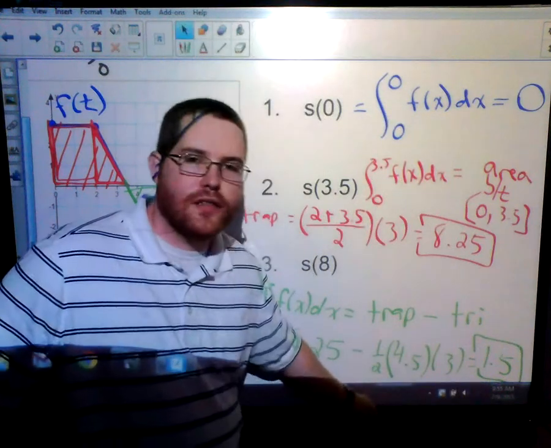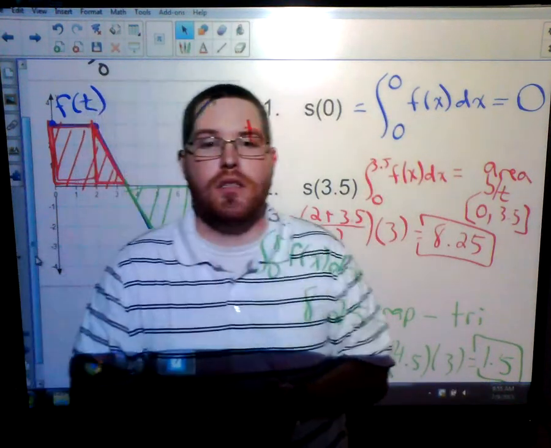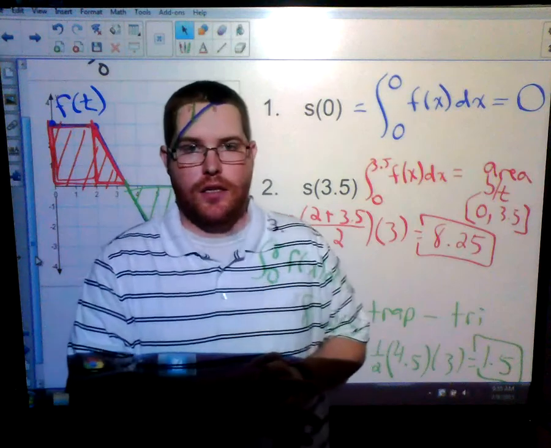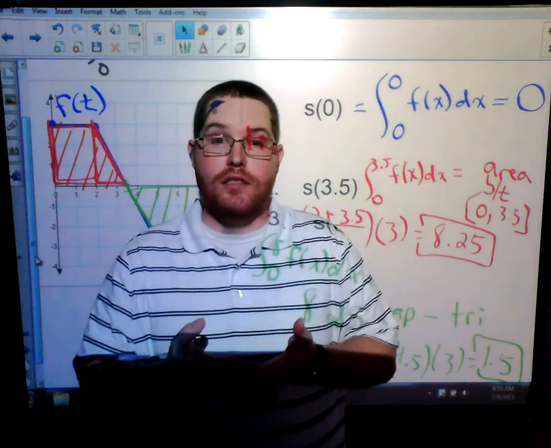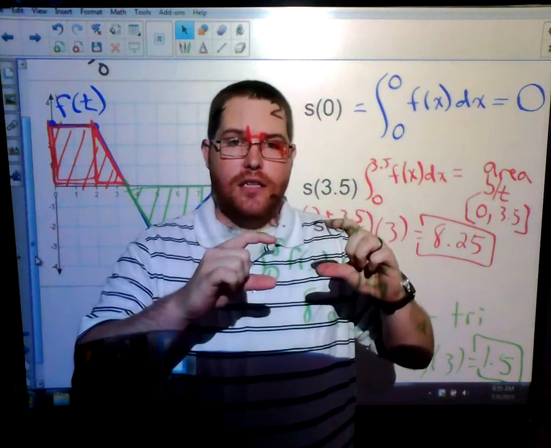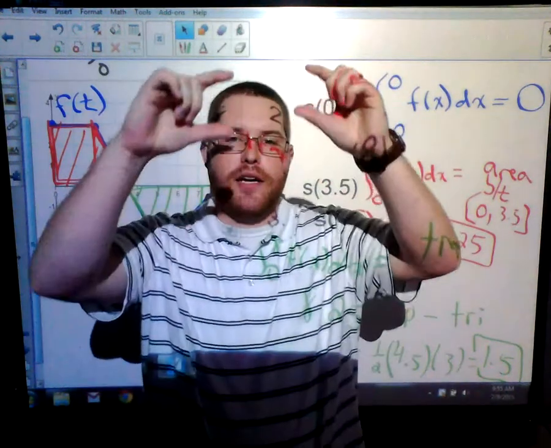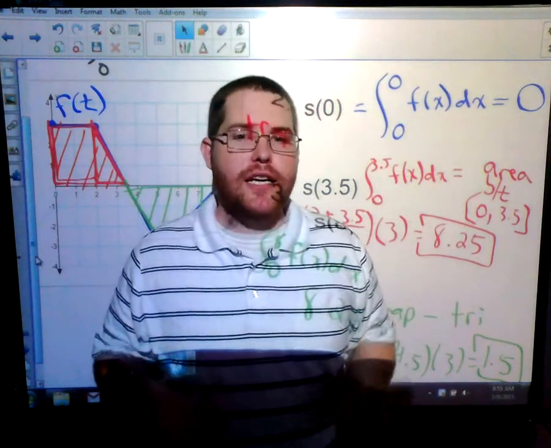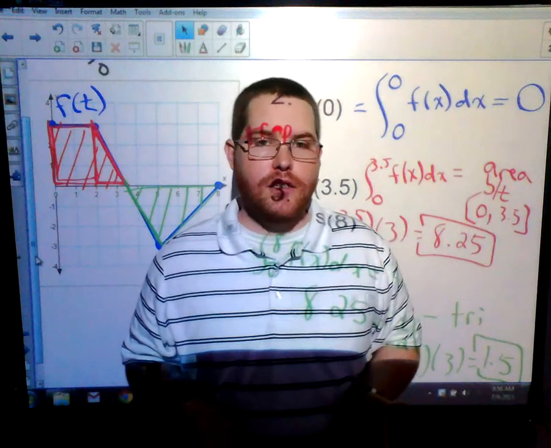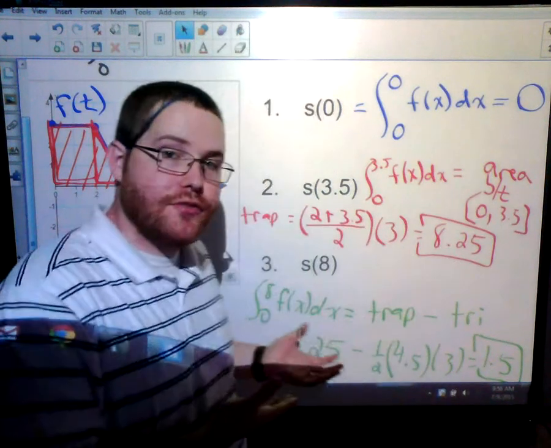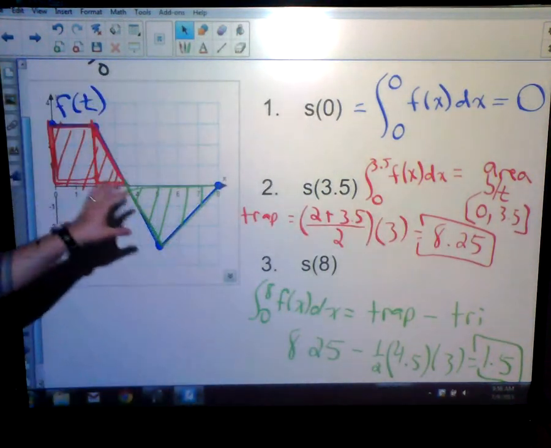Now, why did I do this? Because I want position and I have velocity. Calculus, how do I get from velocity to position? You integrate. But I don't have a function to integrate. So what did I do? I have a graph. I found areas on the graph.